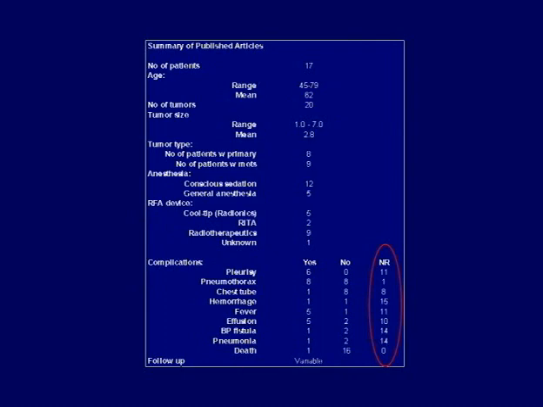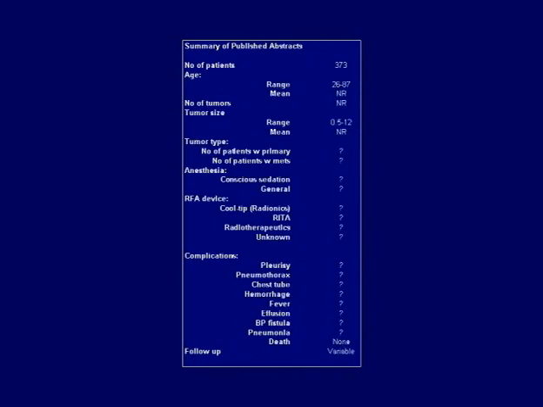One of the problems with all of these publications is that there's not a huge amount of reporting of complications. The classic ones being your pneumothorax, pleural collections, the placement of a chest tube, hemorrhage, fever, etc. But most of the papers, unfortunately, don't really talk about that. With published abstracts, there's been 373 patients in the abstracts, and again, a woeful lack of review of the complications that have occurred.